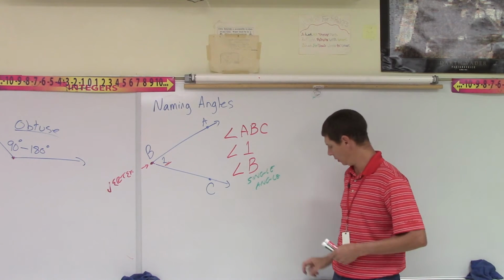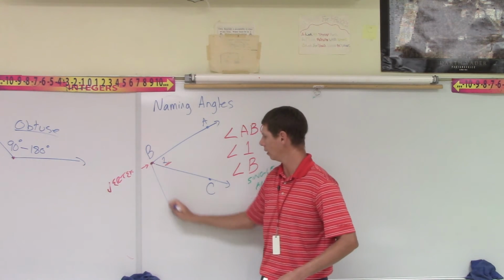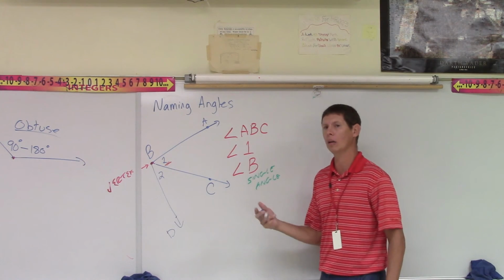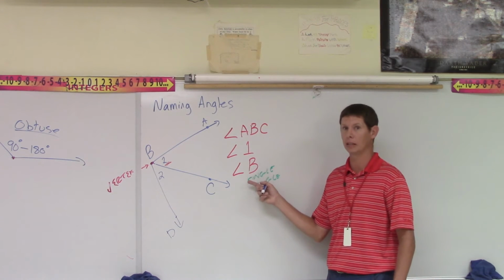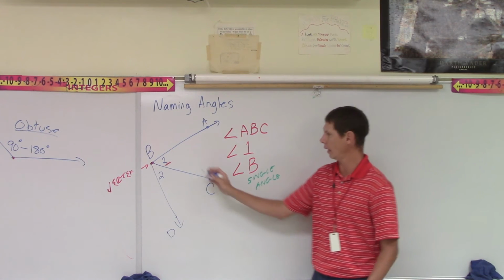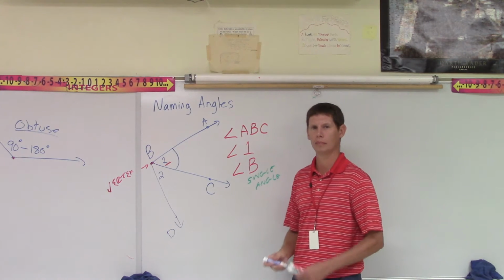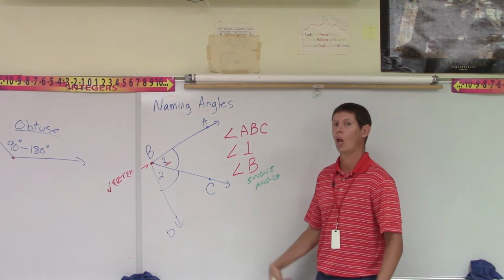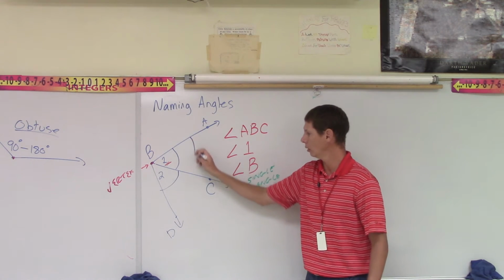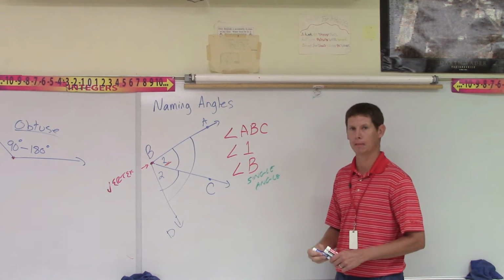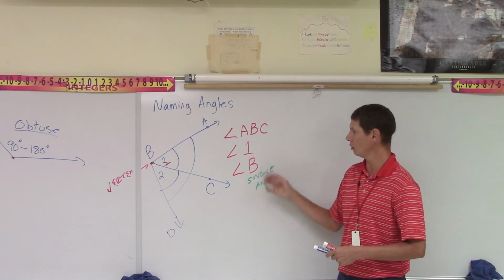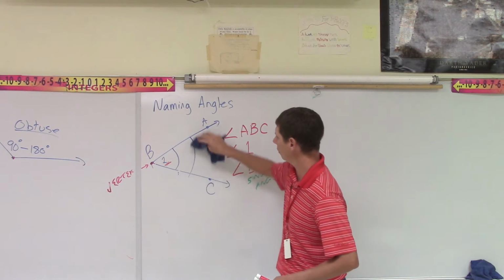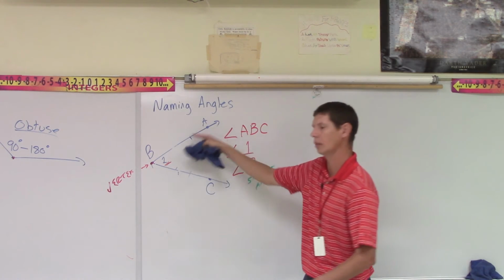All of a sudden, say if we were to extend this and add another ray and create another angle, now we couldn't use angle B, because I don't know what I'm talking about. Does angle B refer to this opening? Does angle B refer to this little opening? Or does angle B refer to this big opening? So the only time you can use angle B is when we are looking at a single angle.